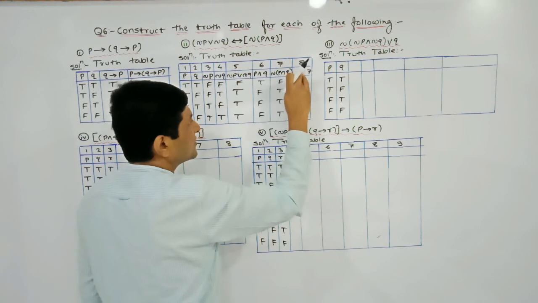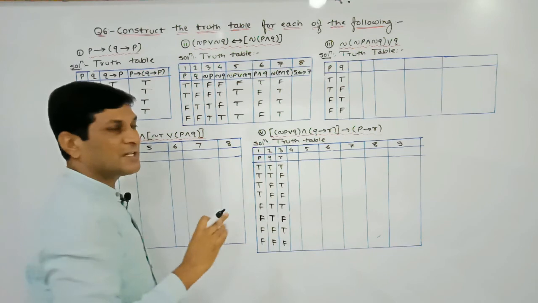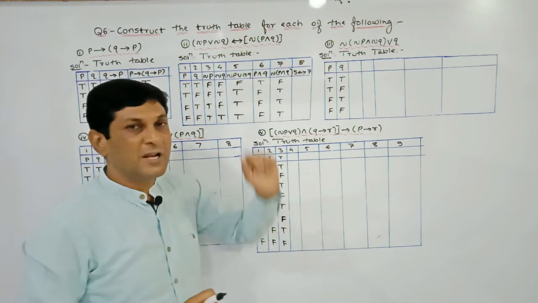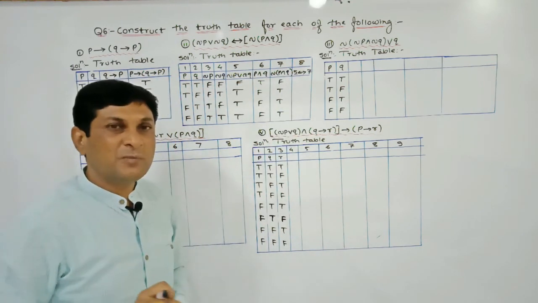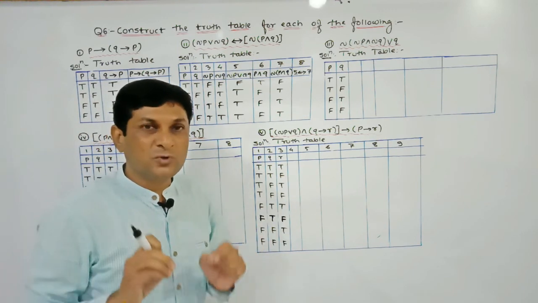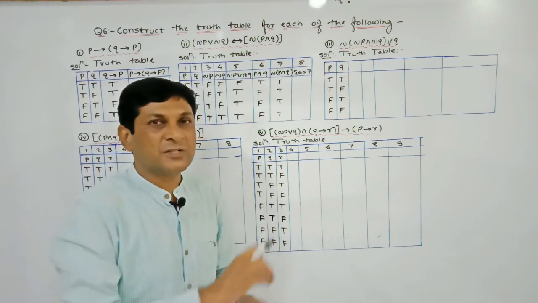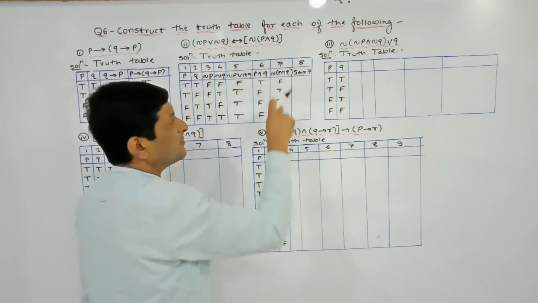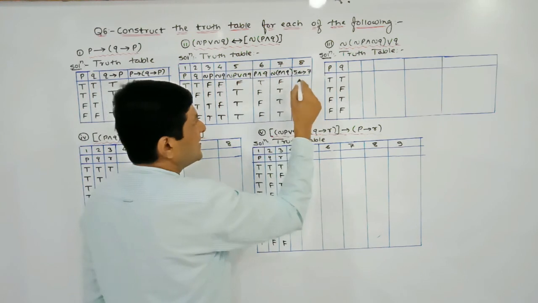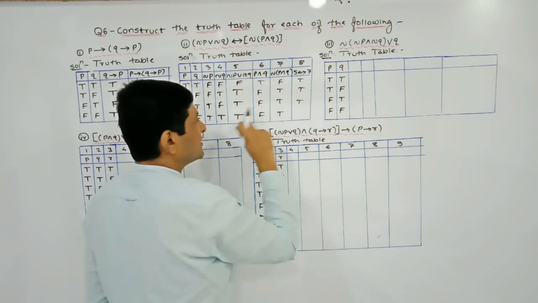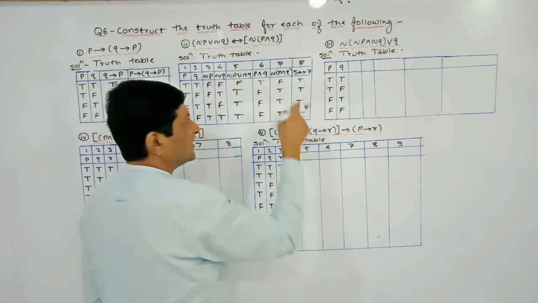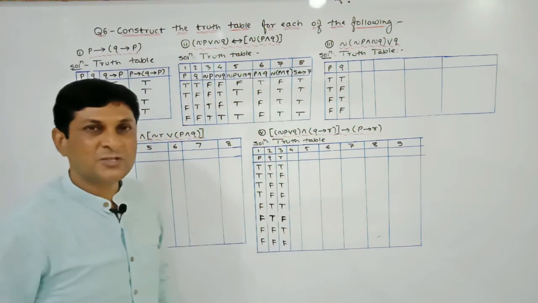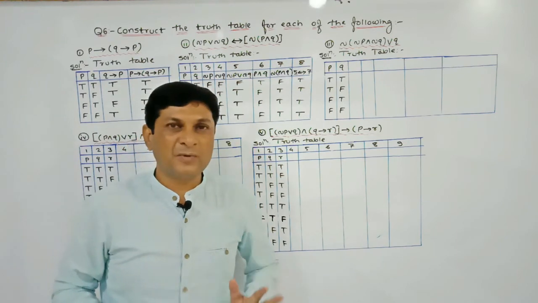Double implication, means 5 double implication 7, isn't it? So let us try to find the truth value of 5 double implication 7. In case of double implication, what we have seen, if truth values are identical, double implication will be true, otherwise it is false. So observe column number 5 and column number 7. Here truth values are identical, so true, identical, so true, here also identical, so true, and here also identical, then true. Means double implication is true if truth values are identical, otherwise it is false.